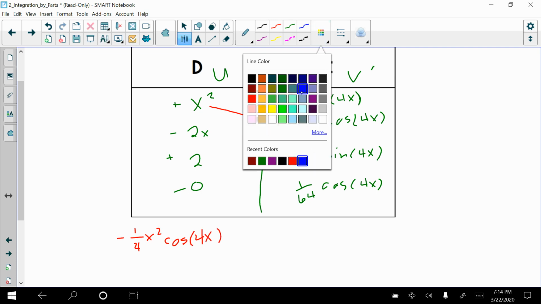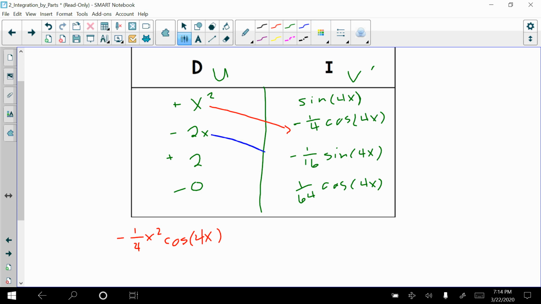And we'll pick another color for the multiplication. So we're going to multiply those two together. So the negative and the negative will give me a positive, and 2/16 will give me a positive 1/8. And in this case, it'll be sine of 4x.